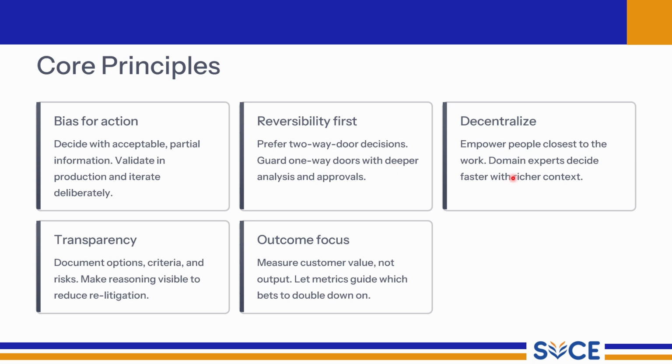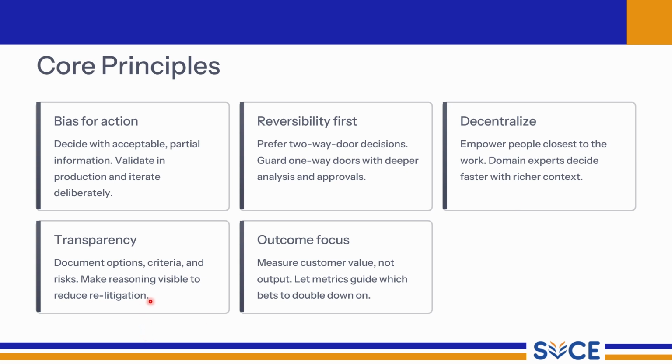And next one, decentralized. Empower people closest to the work. Domain experts decide faster with richer context. Decisions should be made by those closest to the problem. They have the best context and move faster. Decide where the work happens.